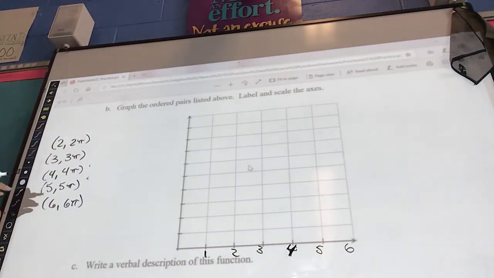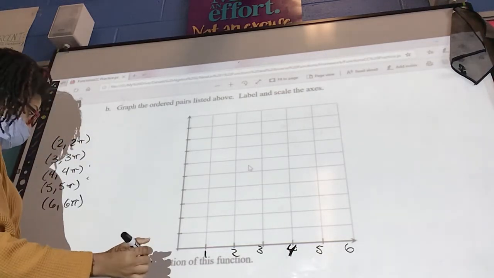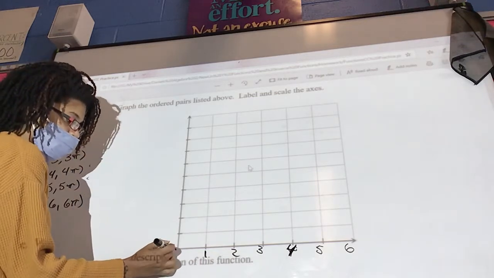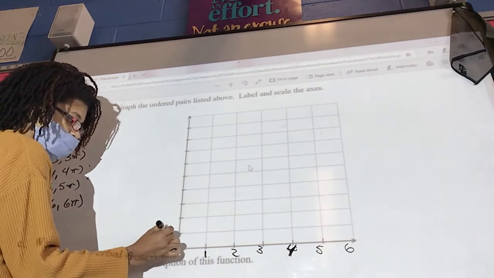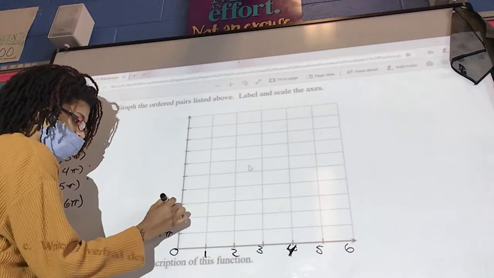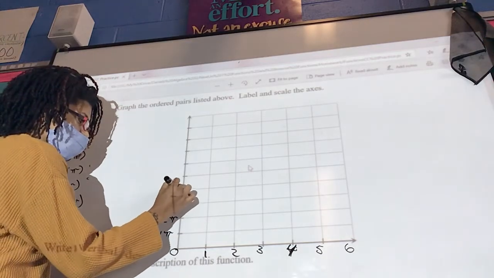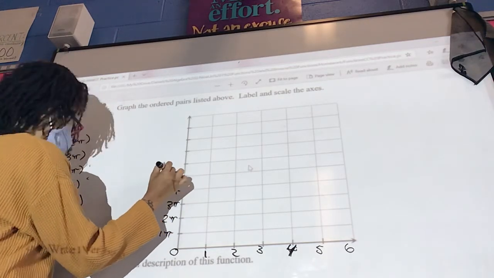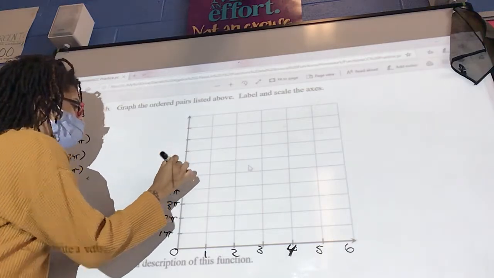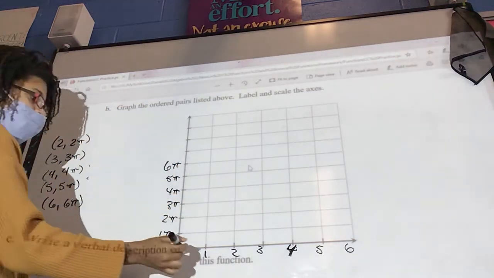And again, I'm now counting by pi. So this is 0, 1 pi, 2 pi, 3 pi. And then I plot my points.